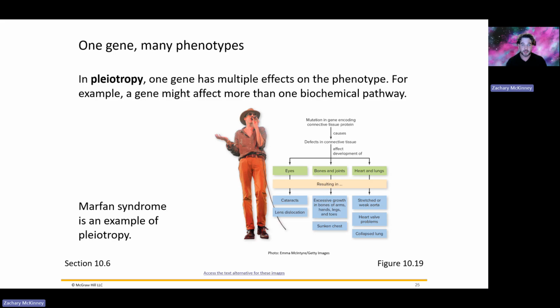It can be one gene that does many, many things because typically it's a starting product, right? It causes some defective connective tissue that then is going to show up everywhere else. So if this one thing doesn't work, none of that works.